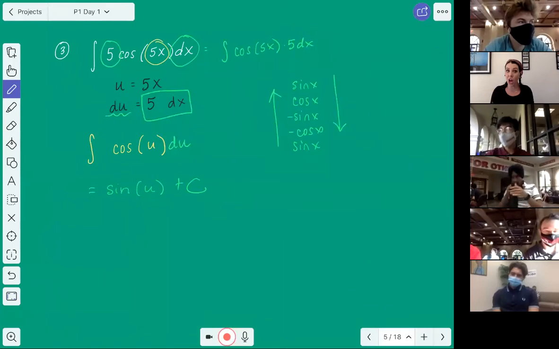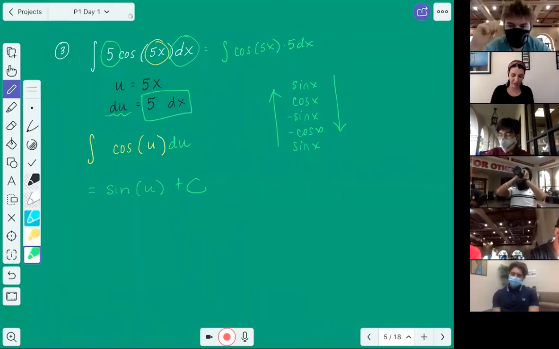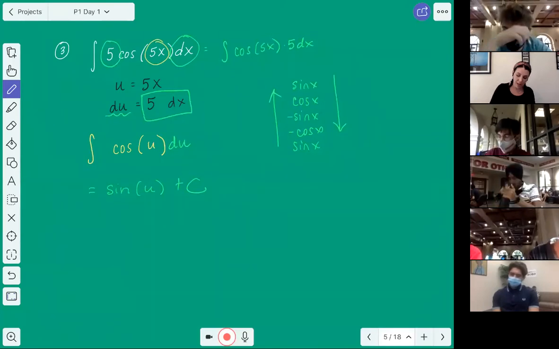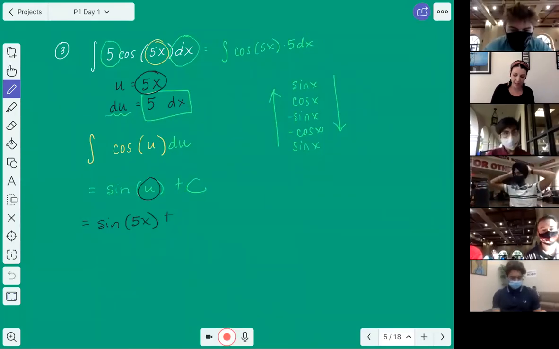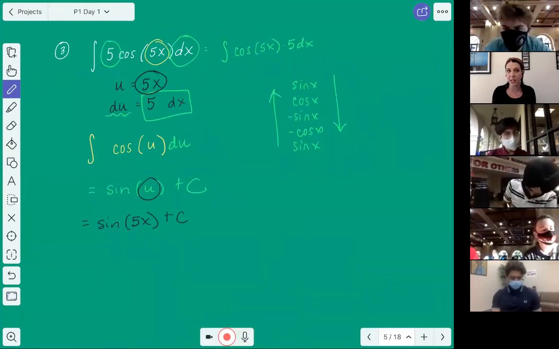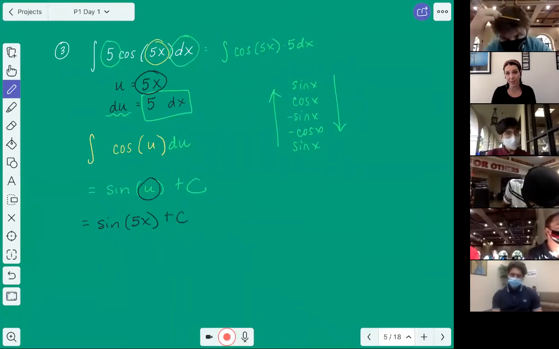Okay. And now this is not our final answer. Our original answer had X's in it, so we need to make sure we have X's in our final answer. All we're going to do, this u was equal to 5x, so we go back and replace that. So we get sine of 5x plus C. Again, you can always check this by taking the derivative of it. If I took the derivative of sine 5x plus C, I would get cosine of 5x times 5, and then the C would go away, which is exactly what we started with, 5 cosine of 5x.